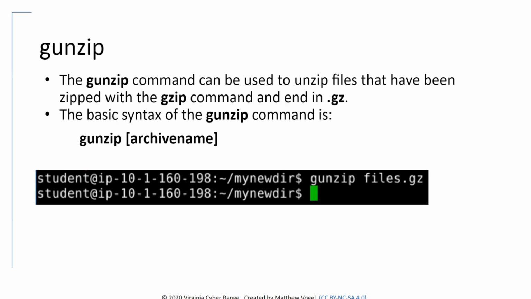Okay, gunzip. The gunzip command can be used to unzip files that have been zipped with the gzip command that end in .gz. So the basic syntax of the gunzip command is gunzip and the archive name. Pretty simple. Just type in files.gz, and it should unzip those files for you. Pretty straightforward, nothing super complex.